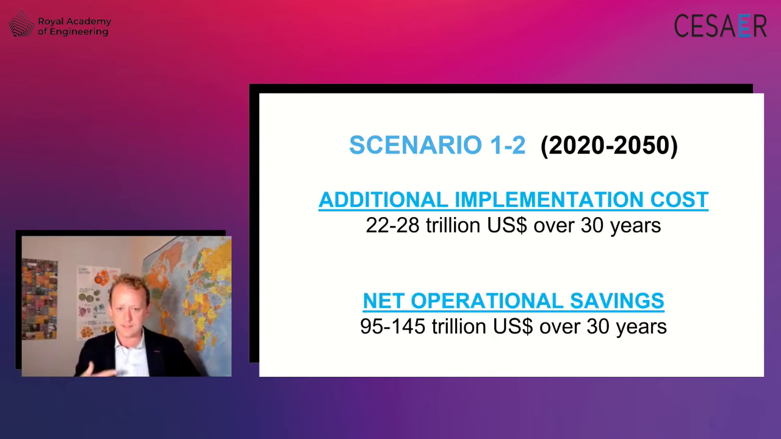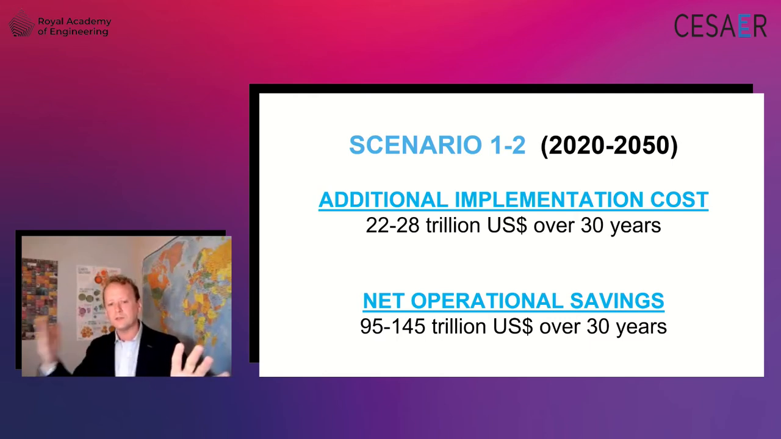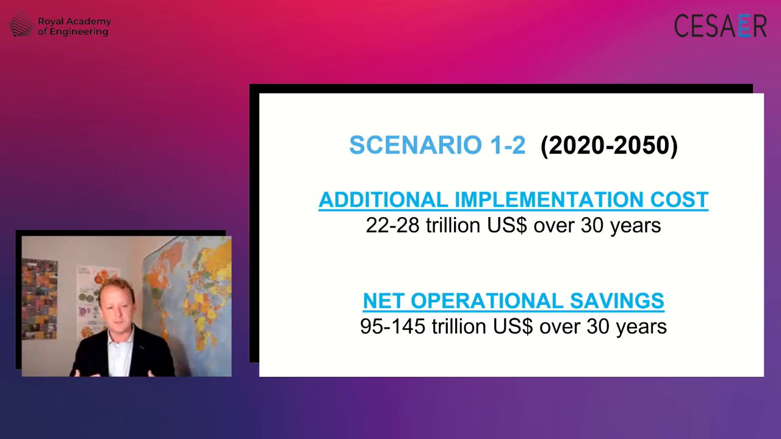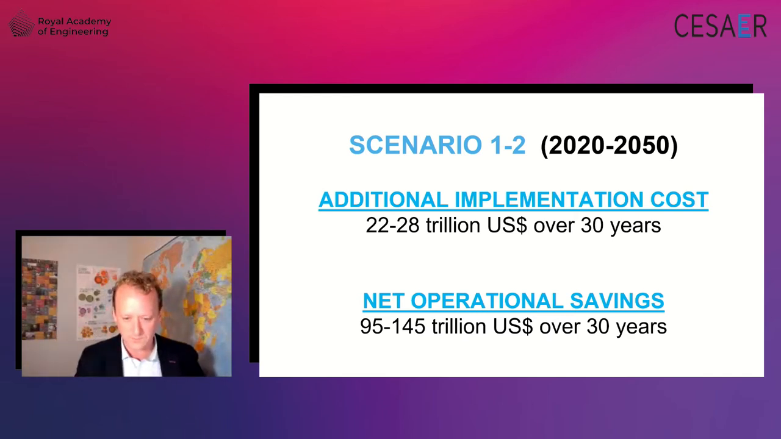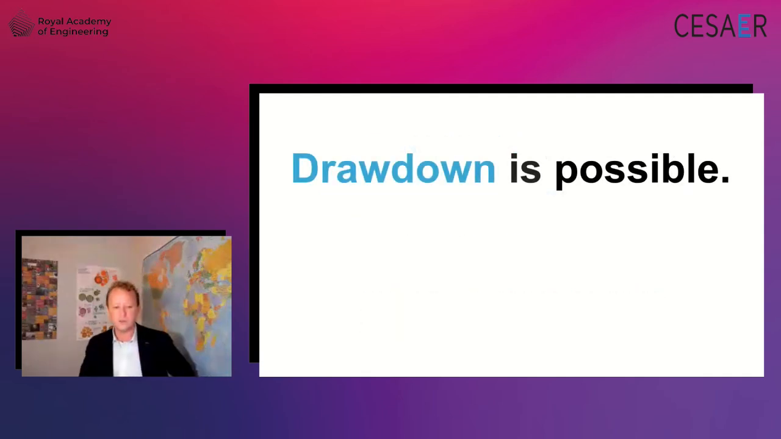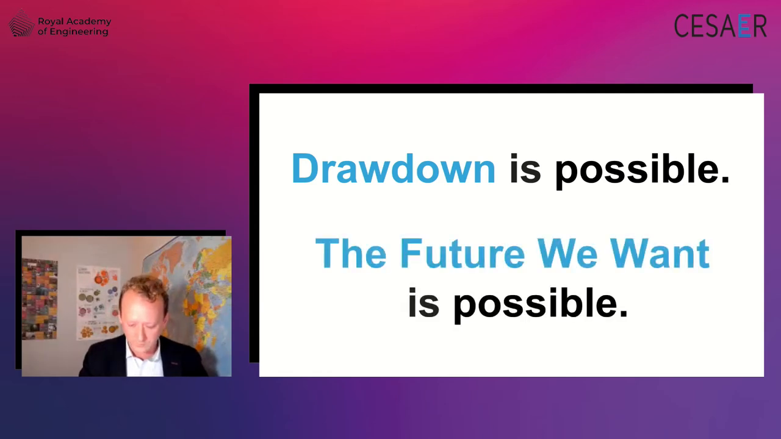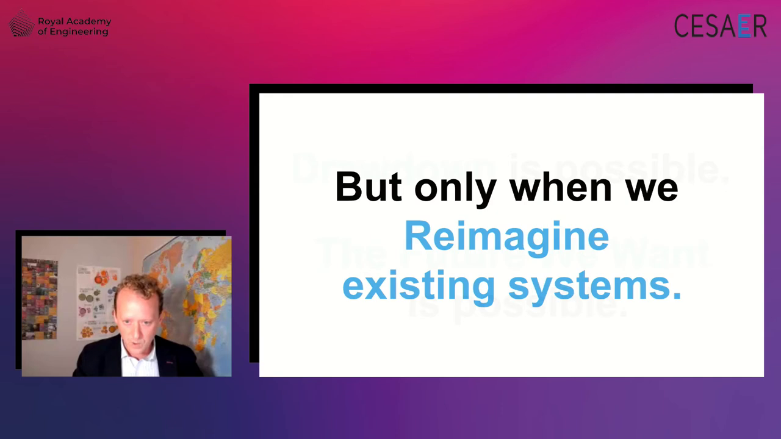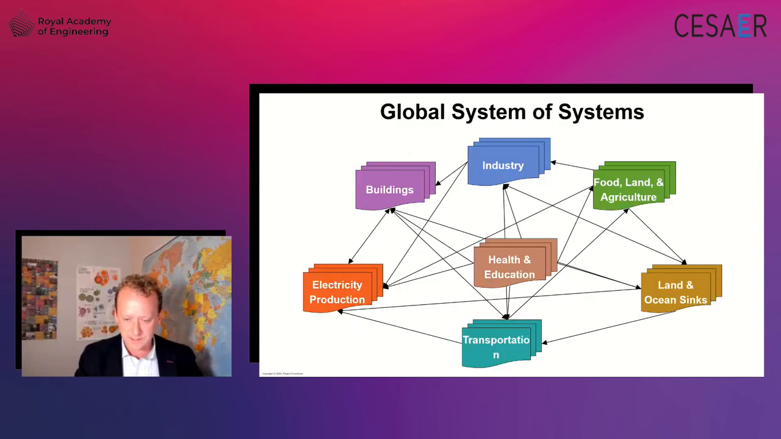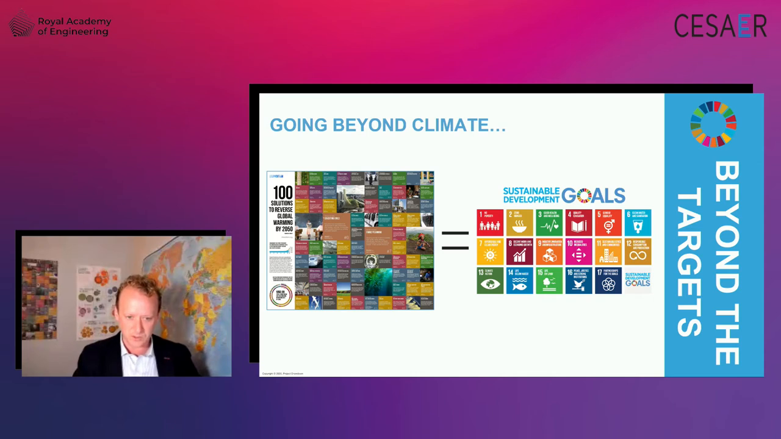When we adopt this as a system of solutions, just real quickly, the cost of these solutions is about $20 to $30 trillion more than what we would have to spend anyway. But there's a net operational savings for that system of solutions between $90 and $150 trillion over that same time period, using conservative financial estimations. Drawdown is possible. The future that we want is possible, but only when we reimagine those existing systems and see the global system of systems, connecting local to global to local. Everything is interconnected, as we heard previously.